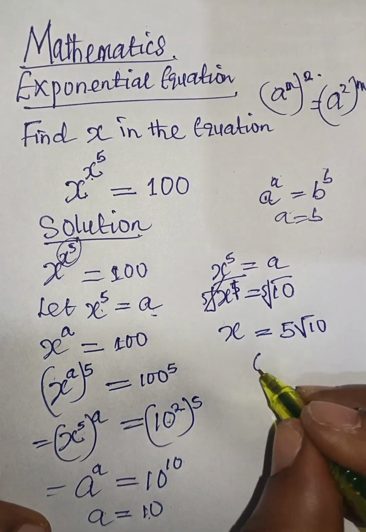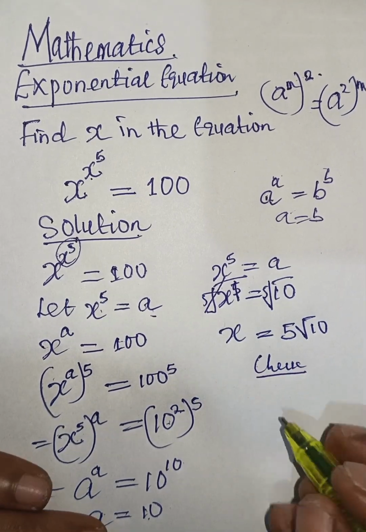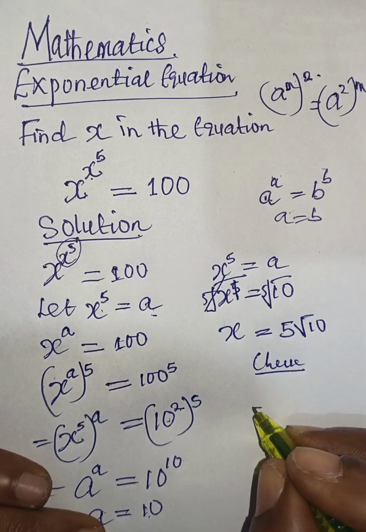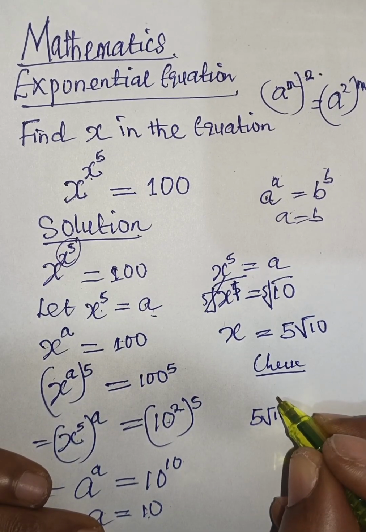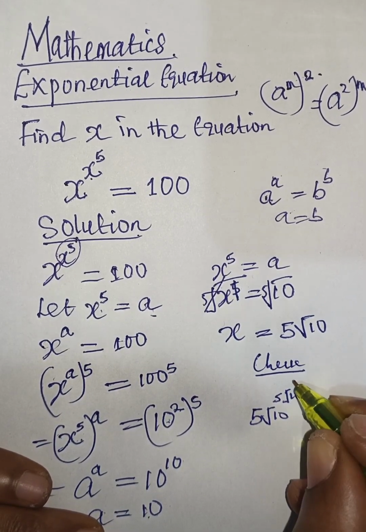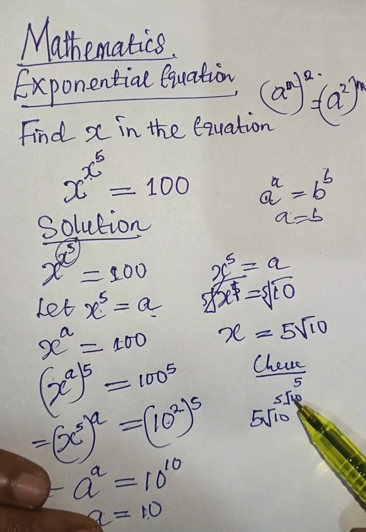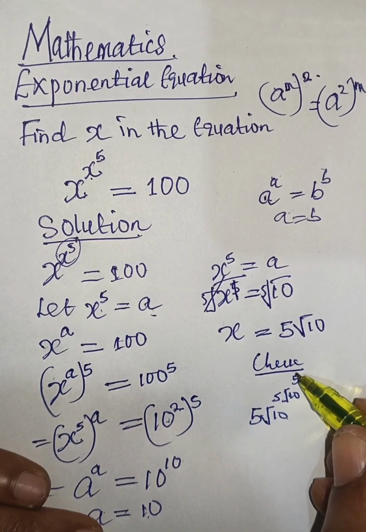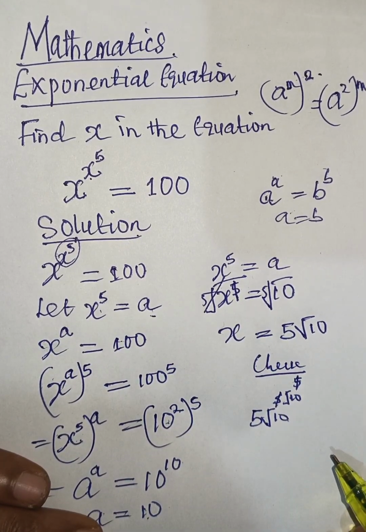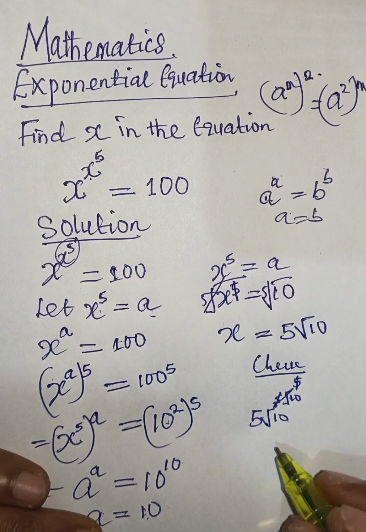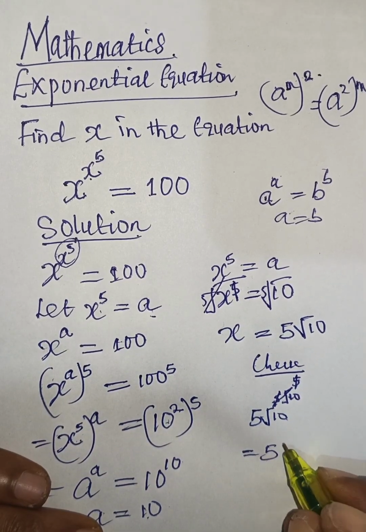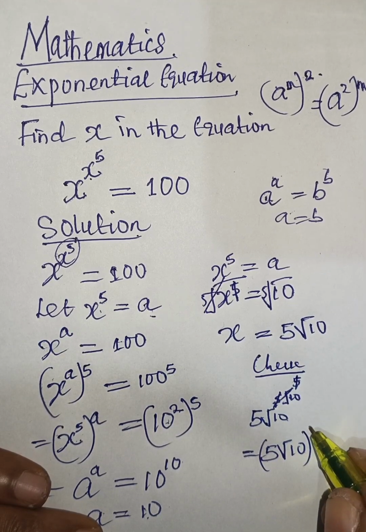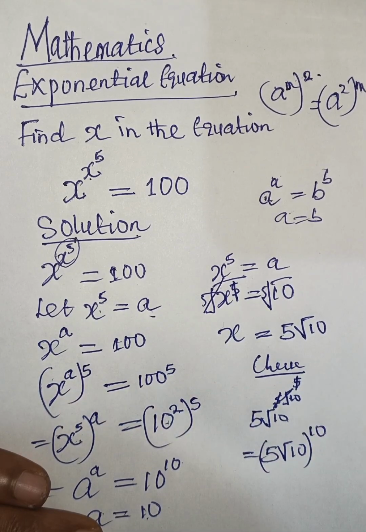Let's check. Check. Look at the question. Since x is the fifth root of 10, another fifth root of 10, x to the power of x to the power of 10, because x is the fifth root of 10. So you know that 5 can cancel this, and cancel the fifth root. So I'm going to have the fifth root of 10, bracket squared and power 10.